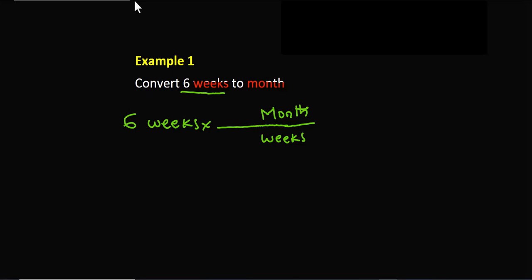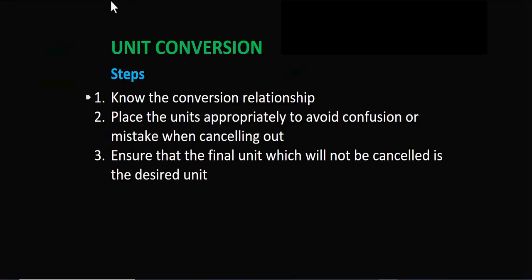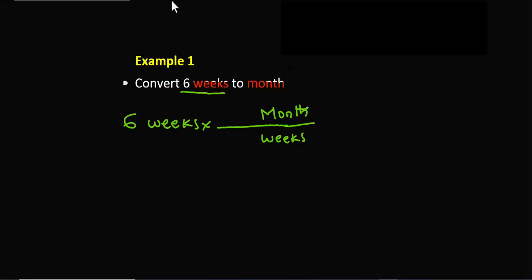Now the next step is you figure out the conversion relationship. So let me go back to this so that I can see this. Now, know the conversion relationship, right? Now, place the units appropriately to avoid confusion or mistake when cancelling out and then ensure. So we've done 2 and 3. Sorry, I skipped the first one, but that's not a challenge. So let's do that together. What is the conversion relationship between weeks and months? So we know that 4 weeks is equivalent to 1 month. So 4 weeks make 1 month. So can I put that here? 4 weeks make 1 month.